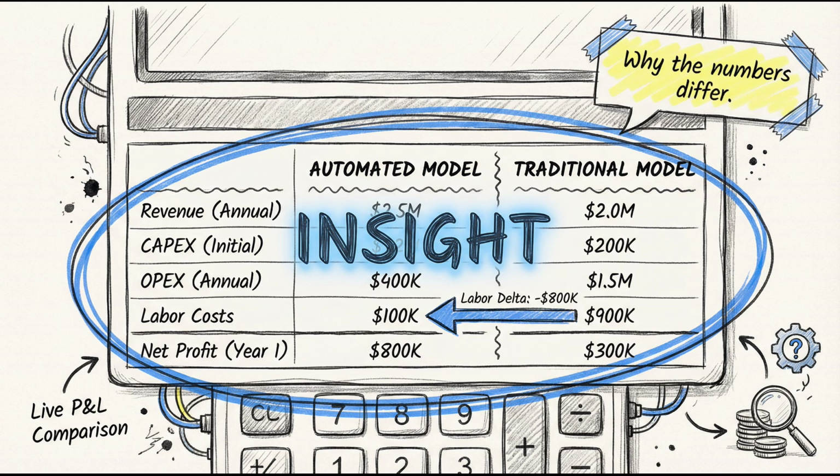But the real power isn't just in the final ROI, it's in the comparison table at the bottom. This is a live profit and loss statement that pits the automated model against a traditional one, using your exact assumptions. It's designed to show you why the numbers are what they are.